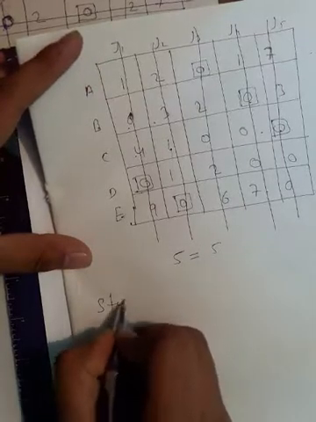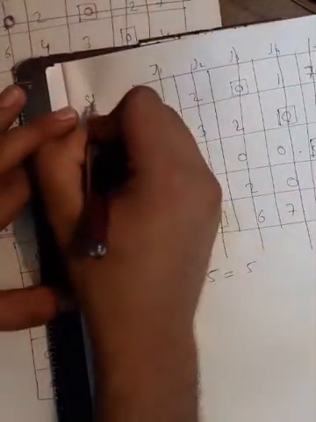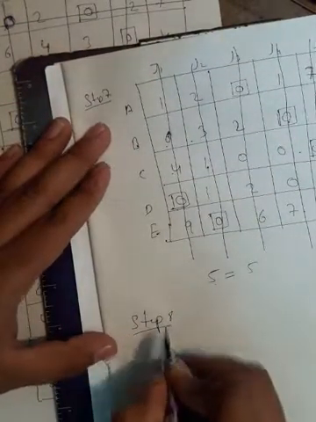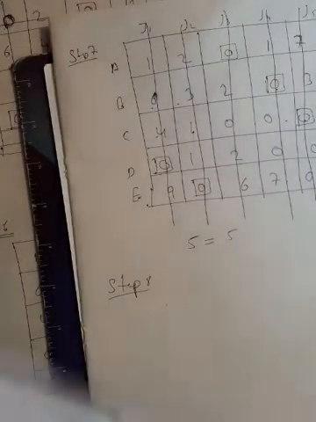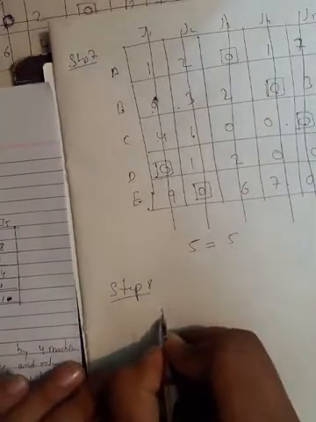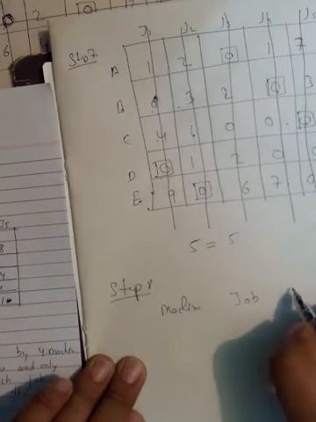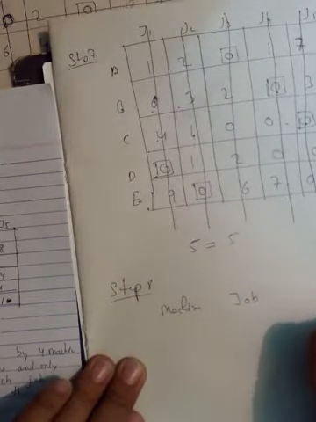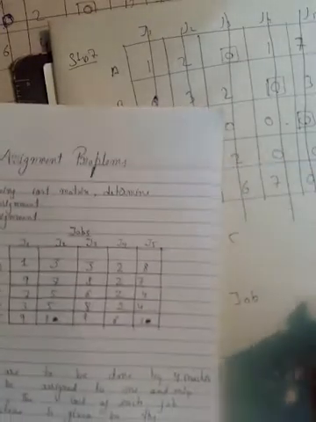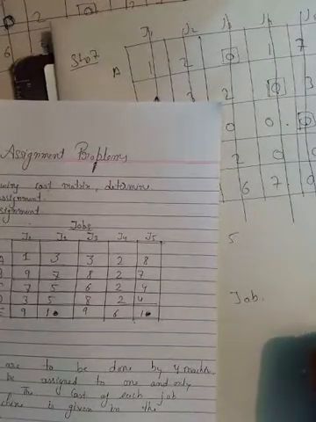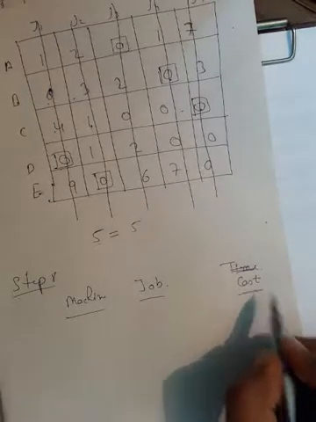So now I'll move to the next step. I think it is step 7. Oh sorry, it is your step 7, and this is my step 8. In step 8, take the question. Here it is your machine, here it is your job, and here it is your time. In the question he has mentioned cost, so here it will be your cost. Machine, job, and cost.